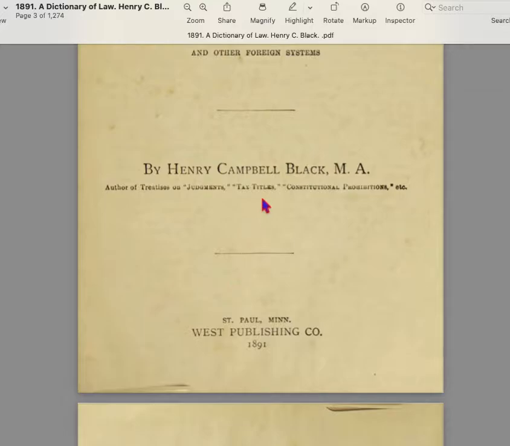This dictionary is by Black, published in 1891. If you were to go to a law library, most of the books you would find on law are published by Black or West Publishing Company. So Black's is where we get a lot of our law, and West Publishing is who publishes them.